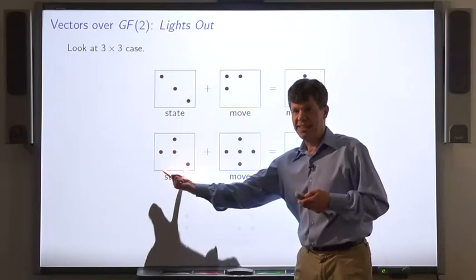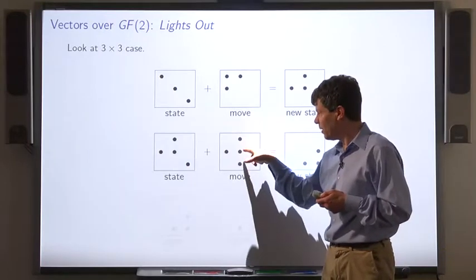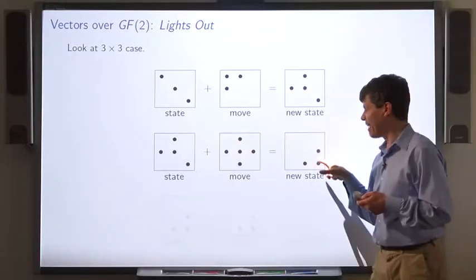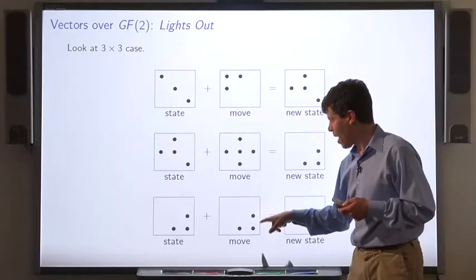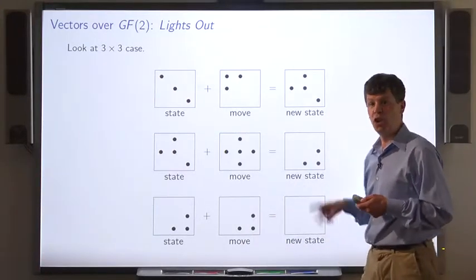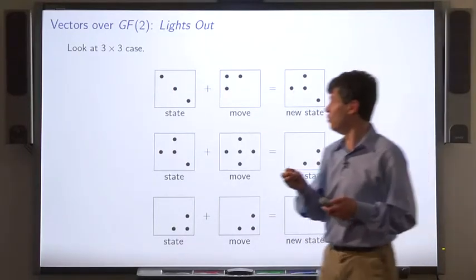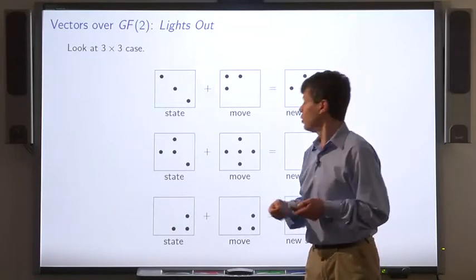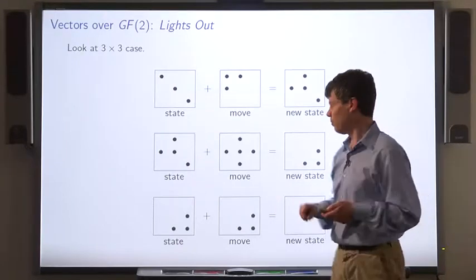Similarly, given this state, we push the button in the middle. It toggles the light in the middle, the lights directly above and below, and the lights to the left and right, resulting in this state. Finally, from this state, if we push the button in the bottom right, it toggles these positions, giving you the state in which all the lights are out. The key idea here is when we use vectors over GF2, adding a vector toggles exactly the positions where the vector we're adding has ones. So we can use GF2 vectors to model the process of pushing buttons in Lights Out.